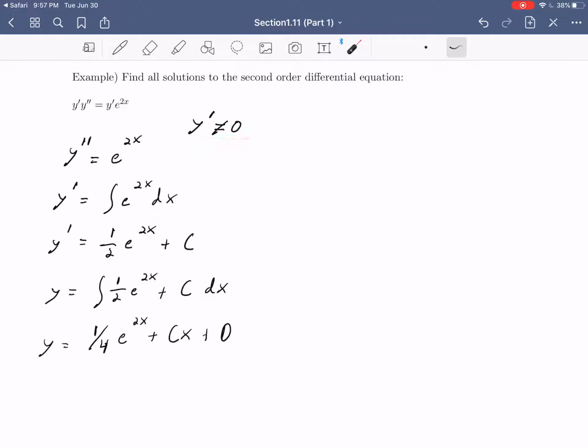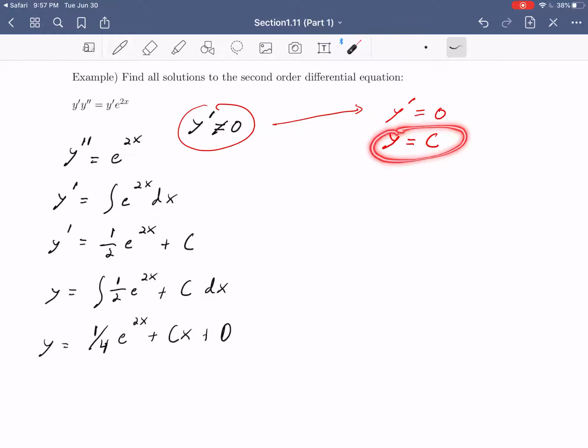y prime not equal to 0. Let's go ahead and check this over here: y prime equal to 0. Well, what types of things have a derivative equal to 0? That actually means that we might have solutions that are just constants, right? y prime being equal to 0 is like a little mini first order differential equation. The solutions there are constants.